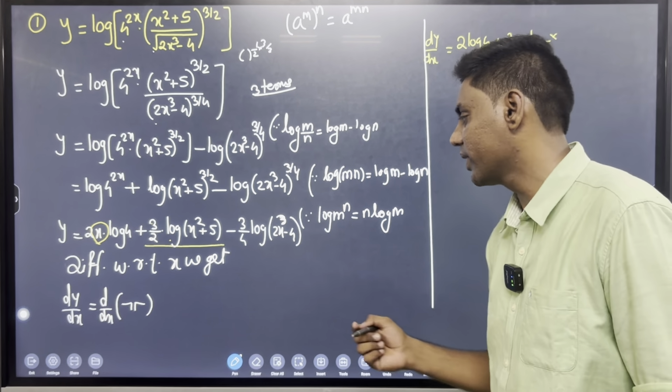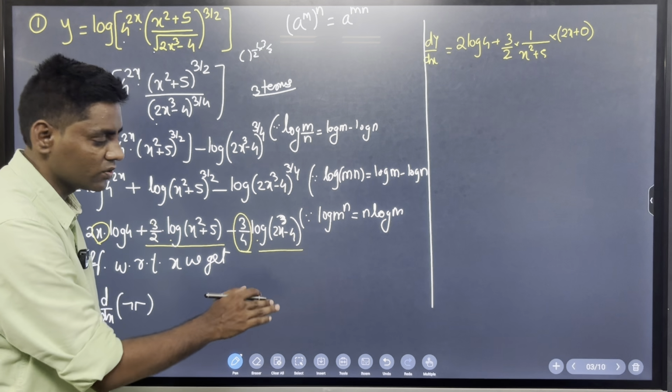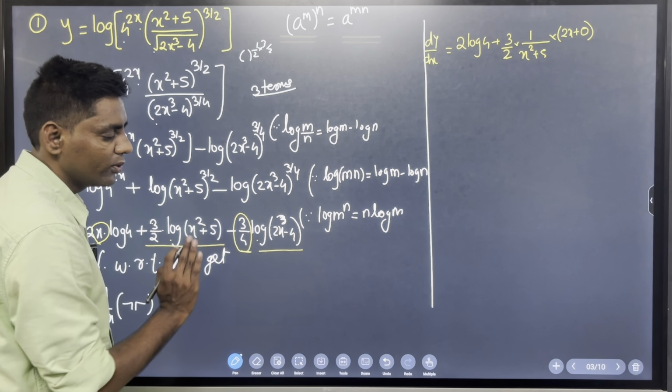Let's try to solve the third term. So now 3 by 4 is the constant. Only take the derivative of this function. What is the derivative of log? 1 upon x. So similarly here, the log derivative is 1 upon 2x cube minus 4, and again take the derivative of that function. In such a way we solve very simply. The sign is negative, so that is 3 divided by 4 into the derivative of log, 1 upon 2x cube minus 4, and again take the derivative of that function.